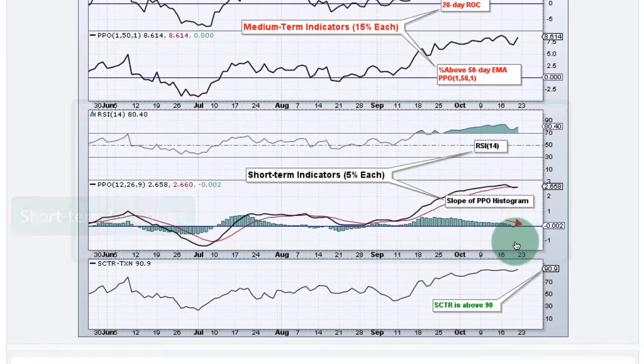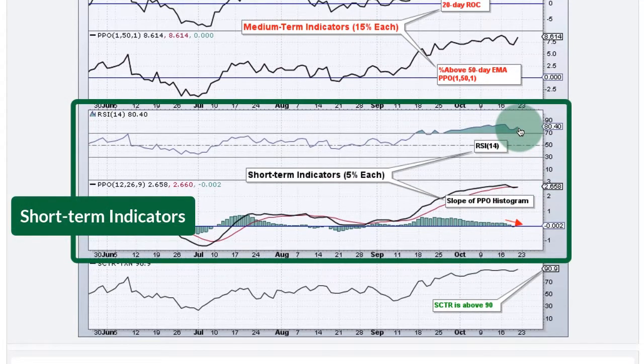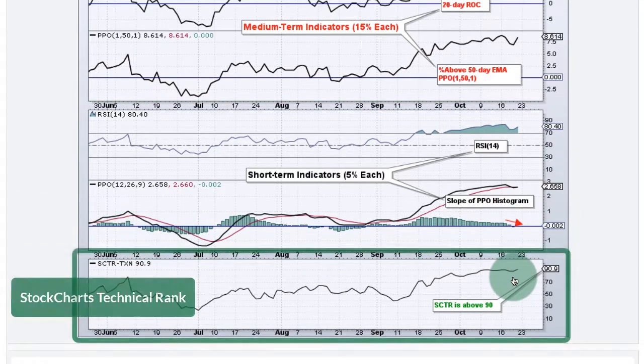So those are contributing to a strong scooter. Then we look at the short-term indicators. RSI is at the top end of its range. The PPO histogram is sloping down, but it only counts 5%. And you put it all together, and you have a scooter that is near the top of its range, above 90.